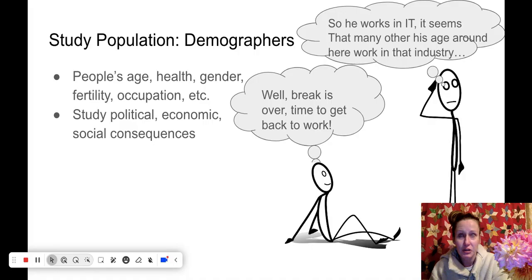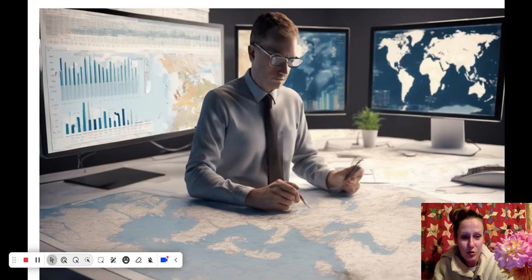Why are there certain jobs clustered in some parts of the globe or country or even state as opposed to others? If you Google a demographer, this is what I saw, and I thought it was funny because I don't think most of them just sit behind a map like that all day.